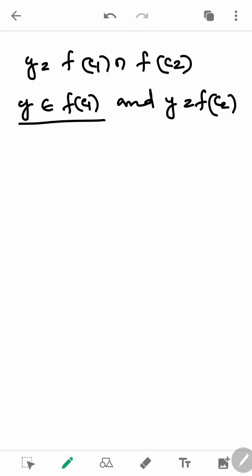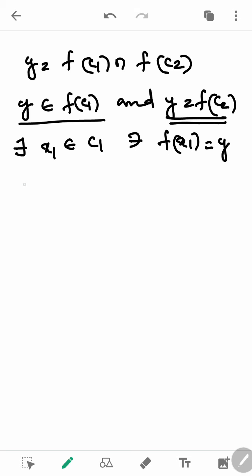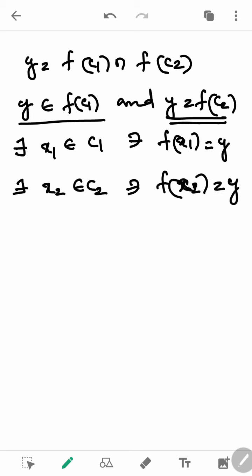What does this mean? There exists x1 belongs to C1 such that f of x1 is equal to y. And what does this mean? There exists x2 belongs to C2 such that f of x2 is equal to y. From these two we will get f of x1 is equal to f of x2.